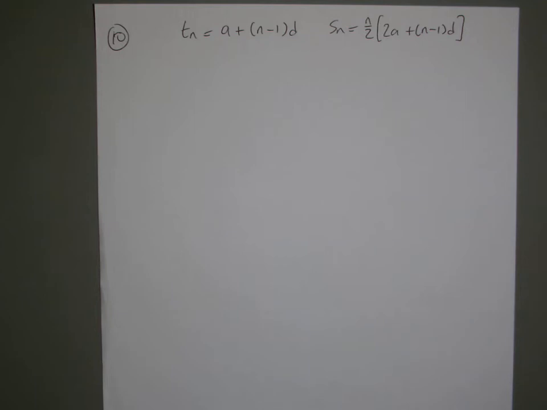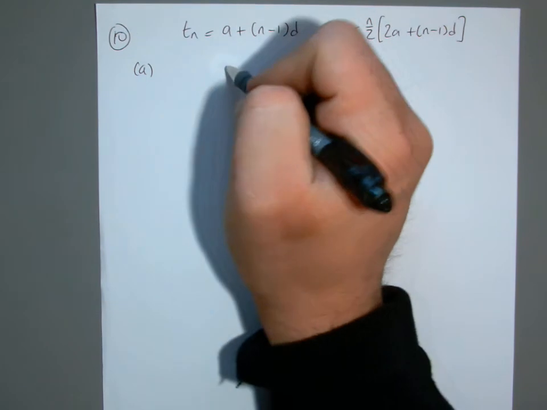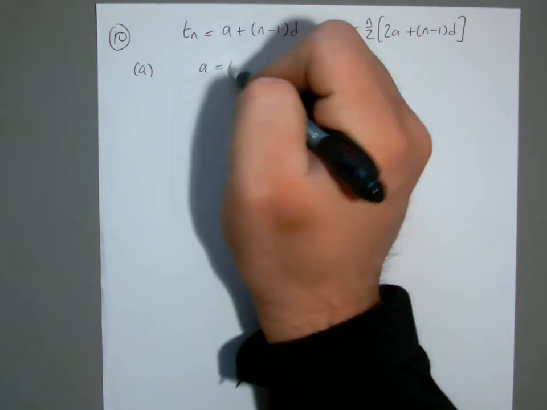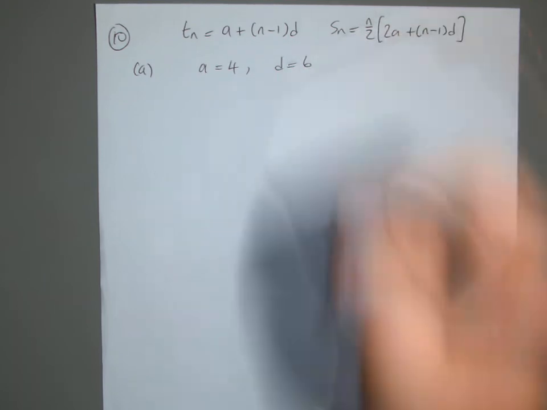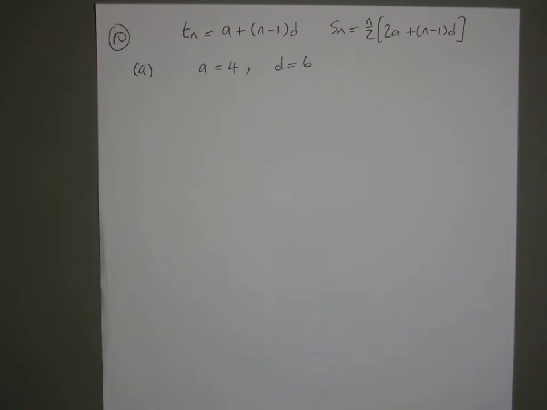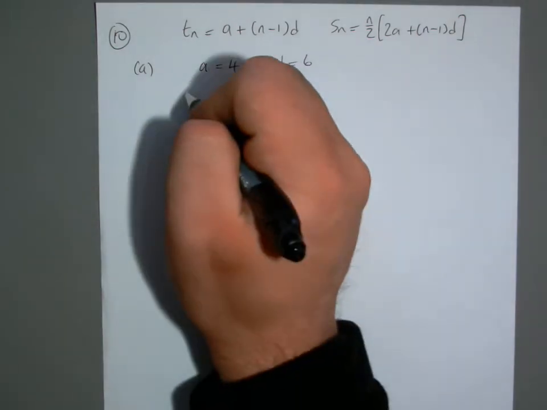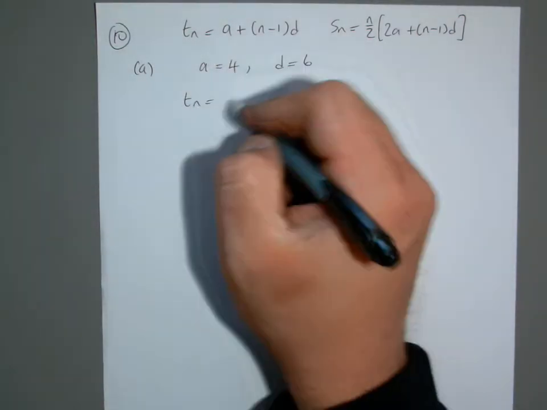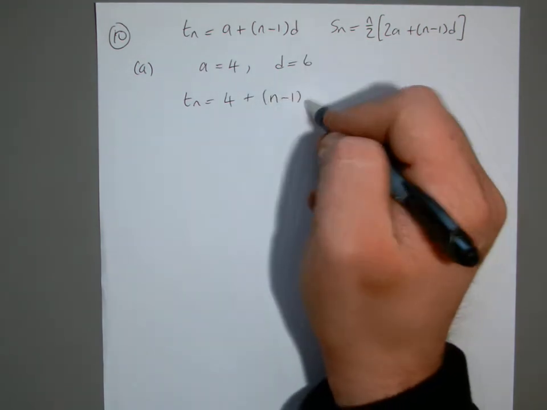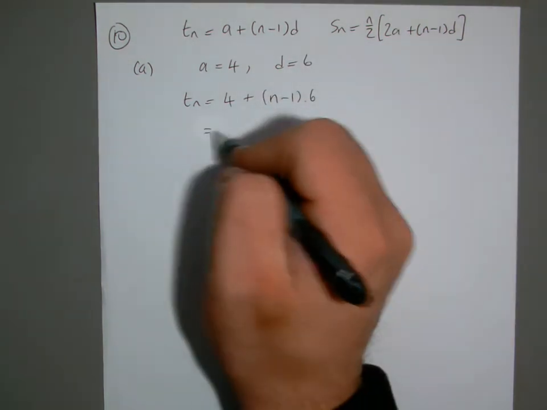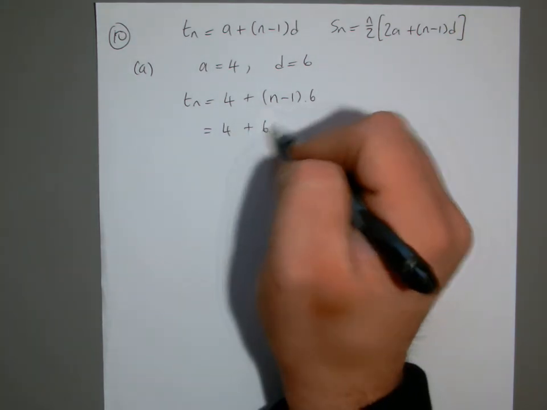Okay, so in part A it says that the first term of an arithmetic series, so that means a, is equal to 4, and the common difference, d, is equal to 6. Show that the nth term of the arithmetic series is 6n minus 2. So if we use this, the nth term, Tn, will be a, which is 4, plus bracket n minus 1 times d. You might want to write that 6, the difference, at the beginning of the bracket.